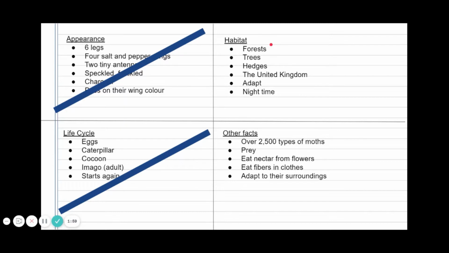Let's see what we know about the habitat of moths, where moths live. So we know that they like to sleep in forests, trees and hedges. And we know that they are mainly found in the United Kingdom, which is where we live. We know moths have adapted to their habitat, and we know that they mainly come out of their habitat at night time. So I'm now going to show you me writing my habitat section.